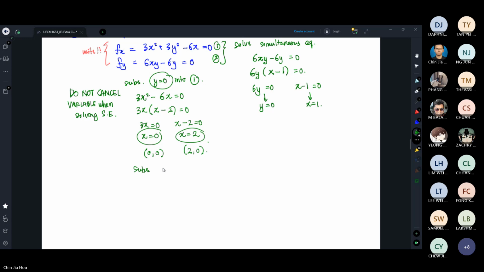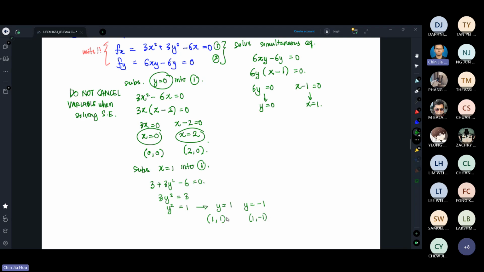Then we repeat for substituting x equals to 1 into 1. So we have 3 times 1 squared, so I don't write anymore. 3 times 1 squared plus 3y squared minus 6 equals to 0. So we have 3y squared equals to 3. So we have y squared equals to 1. This will give us y equals to 1, y equals to minus 1. So we know that the pairs are 1, 1, and 1, minus 1.